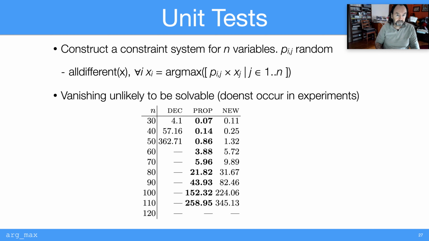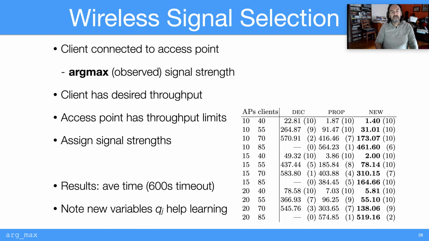So let's have a look at a more realistic example. Here we've got clients that are connected to access points, and they're connected to the one with the biggest signal strength. The client has a desired throughput and the access point has throughput limits. We're trying to assign signal strengths to the access points to make sure that the clients who end up being pointed at them fit within the throughput limits. We've run these examples 10 times, and we've got the average time with the 600-second timeout included. You can see the number of times it succeeded in the brackets there.